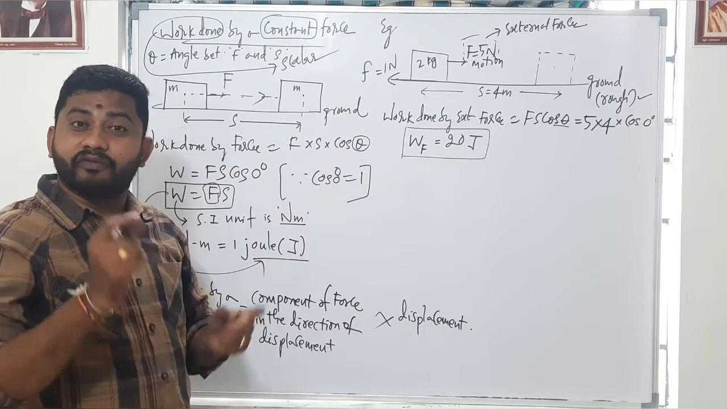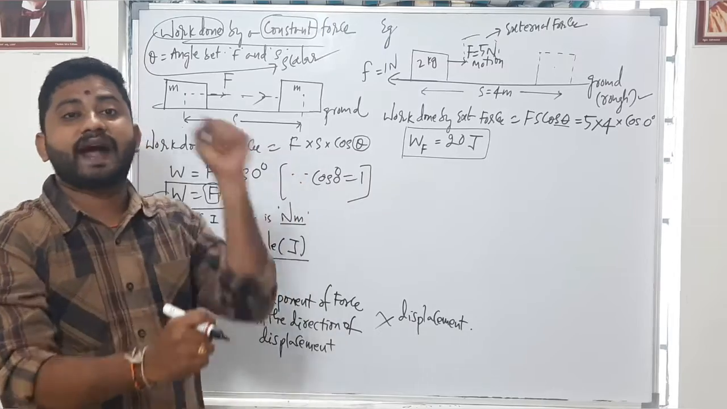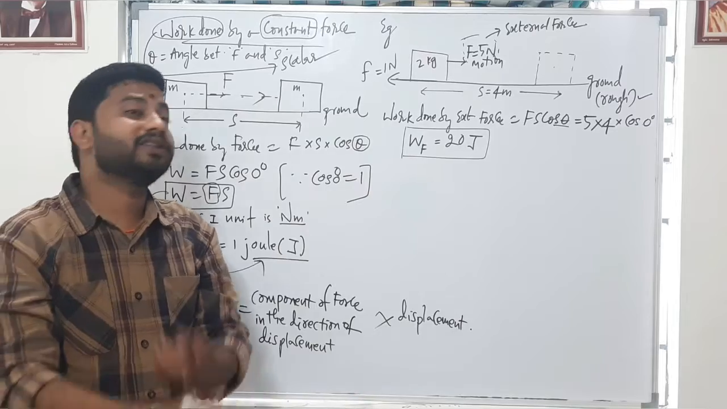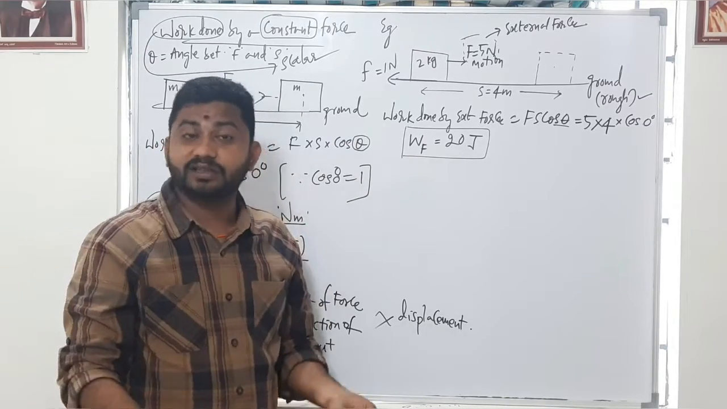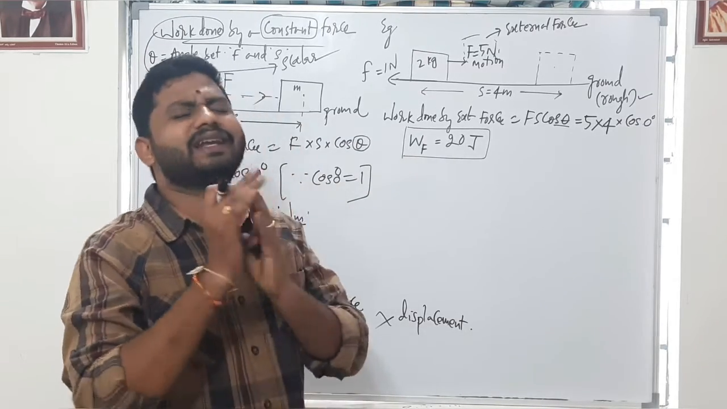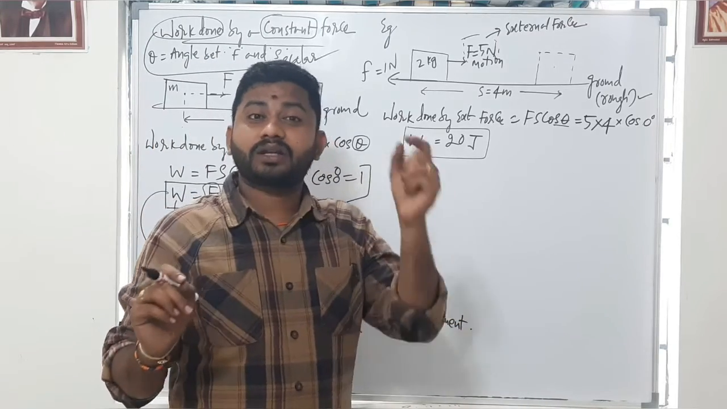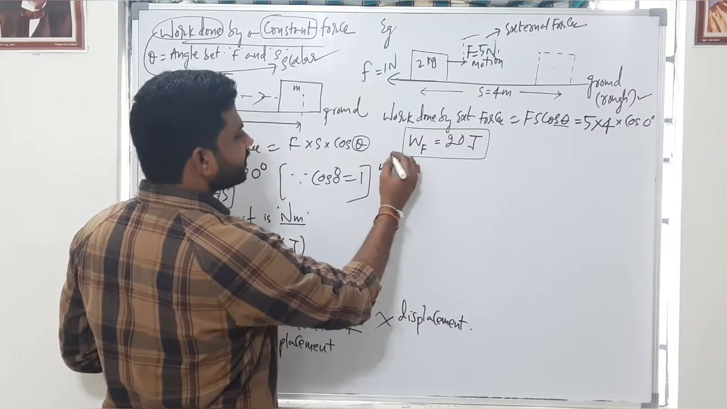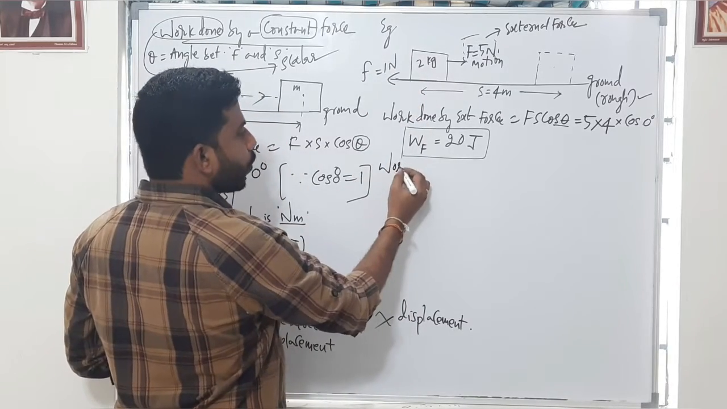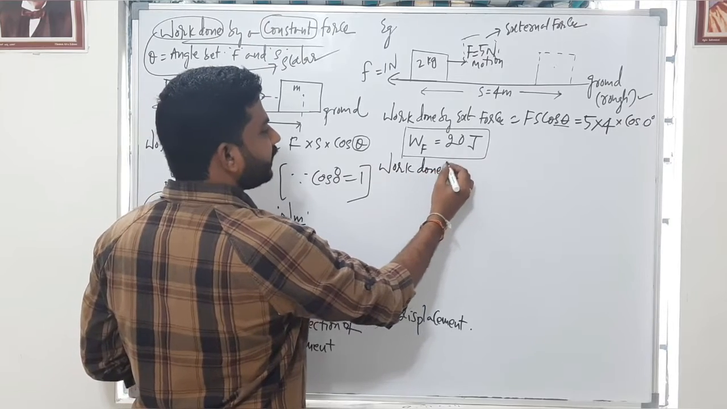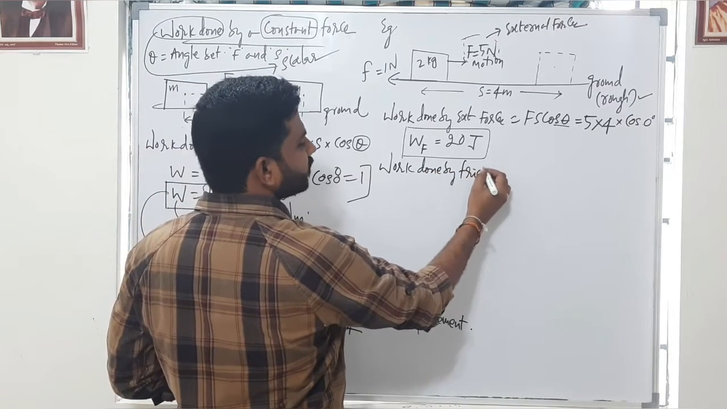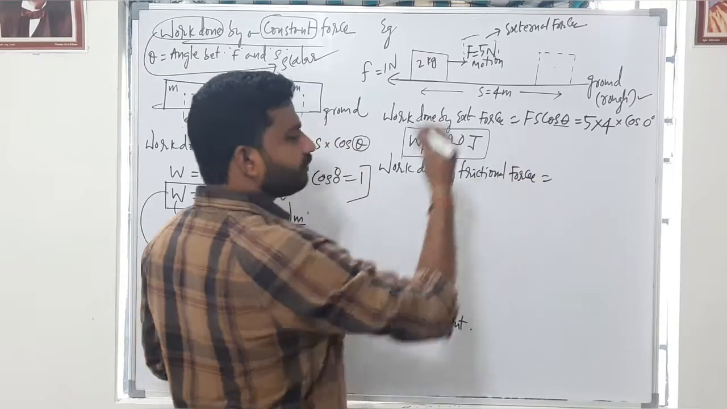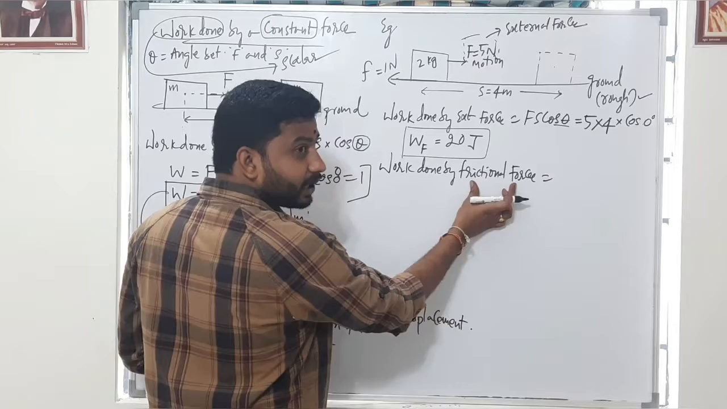Which is 1 Newton, right? I told you, work done by a force. That force may be external force, frictional force, normal reaction, weight of an object, gravitational force, tension force, any kind of force. But work is done by a force, right? So now the question is, they mentioned about the friction. So work done by the frictional force. That's the question. What is the work done by the frictional force?